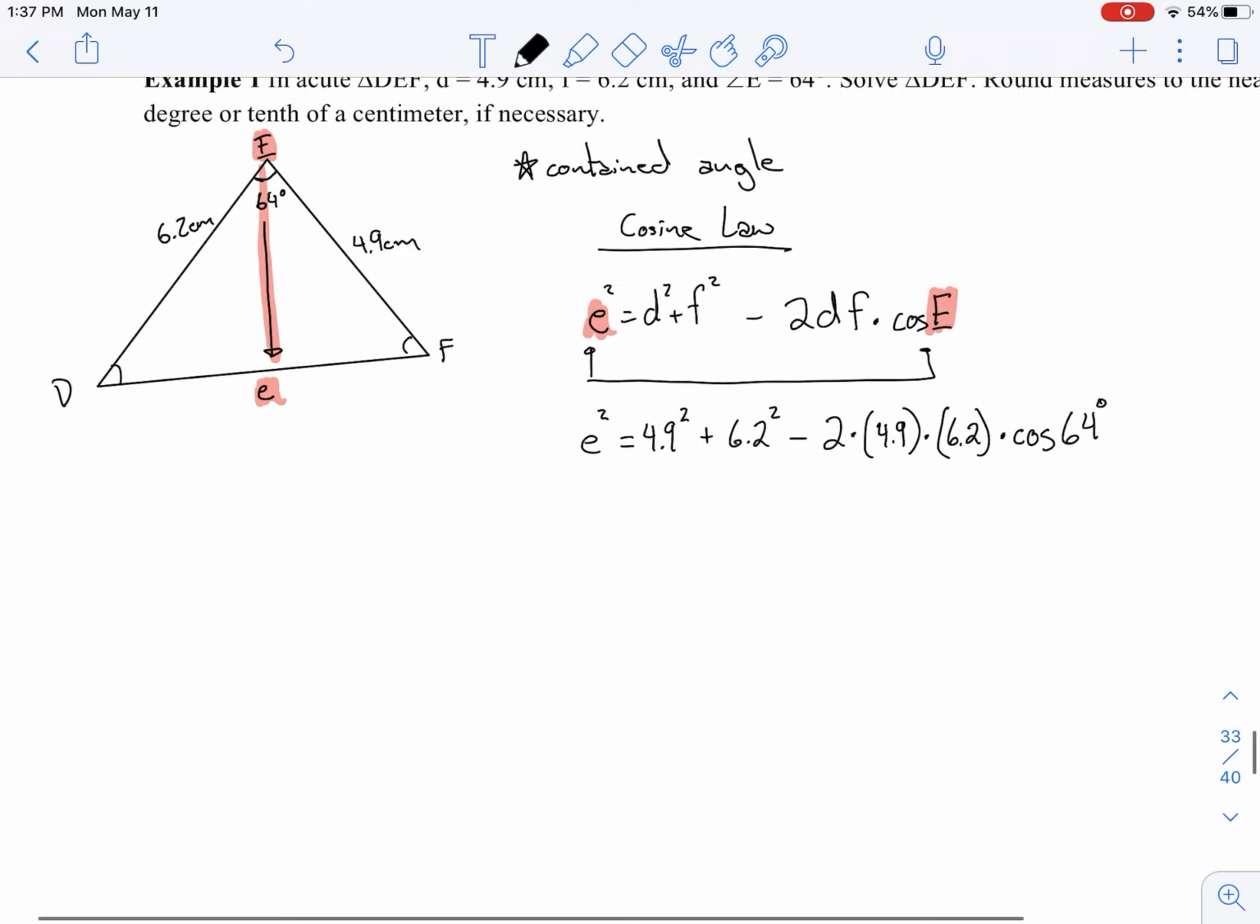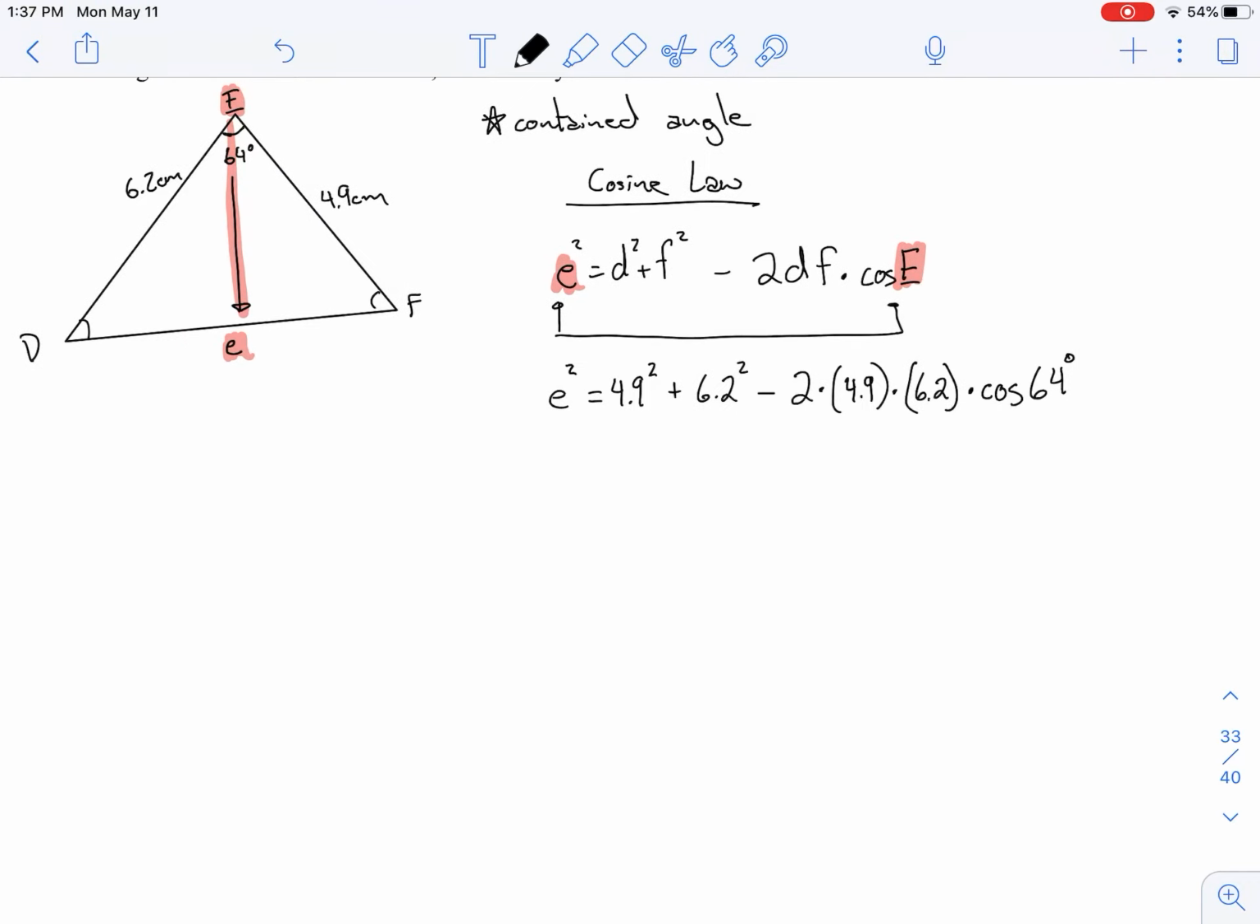So this becomes some calculator work. I'm going to try to keep this as accurate as possible. So without typing these in and writing out a decimal answer and then trying to take the square root of that, I'm going to get my calculator to do all the work for me. So if I want to solve for just E, technically it's positive negative here, but we're talking about side lengths of a triangle, so I'm not going to bother with the negative version of it. And I'm going to take the square root of this full thing, 2 times 4.9 times 6.2.